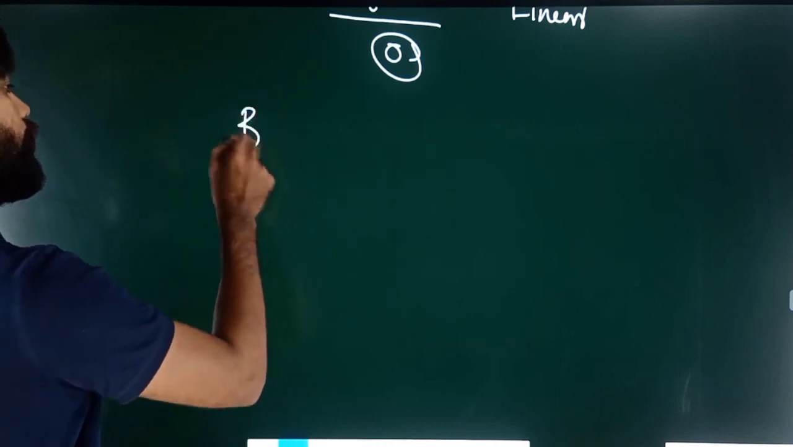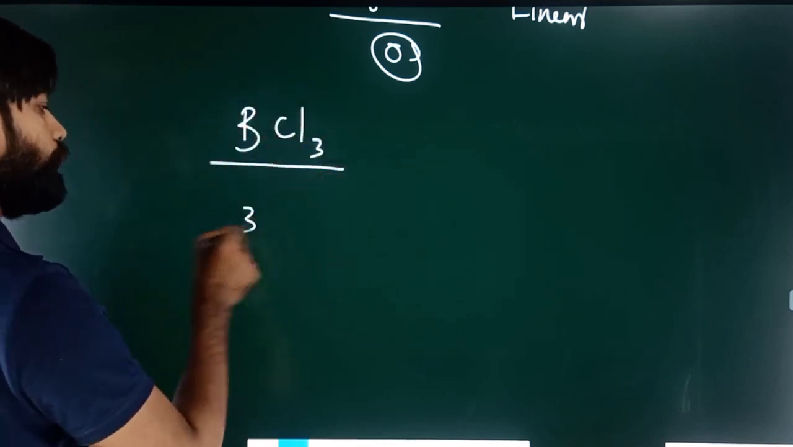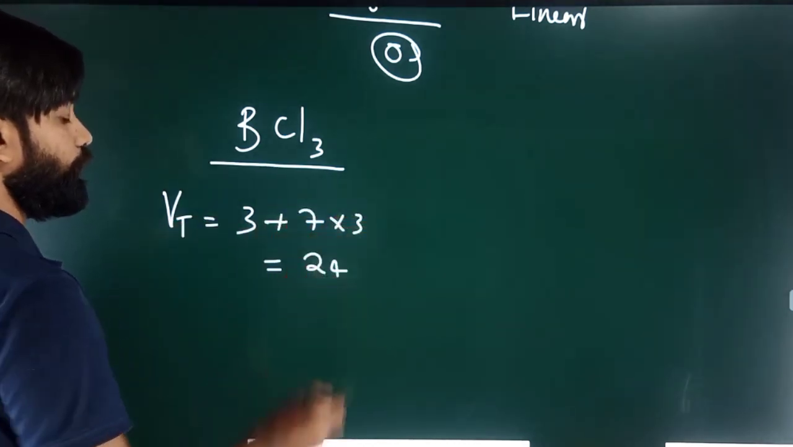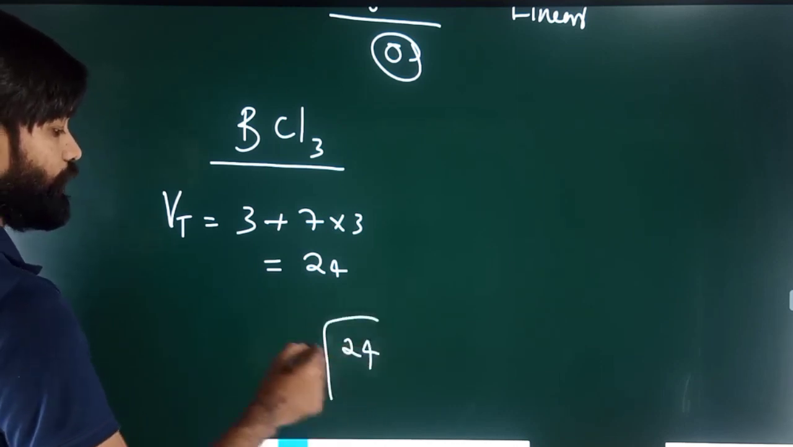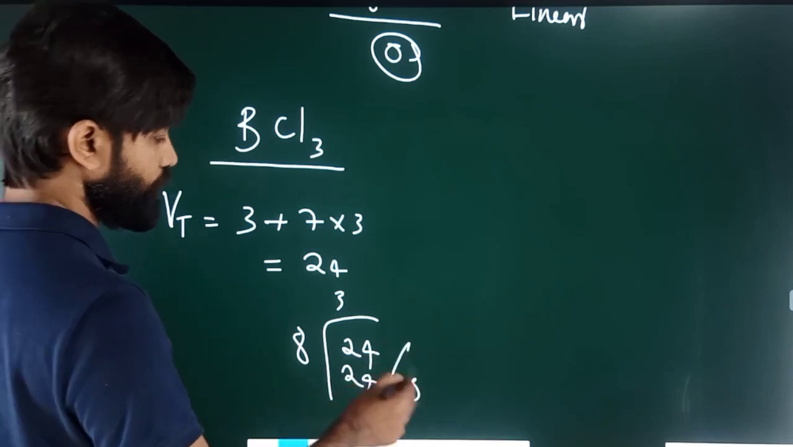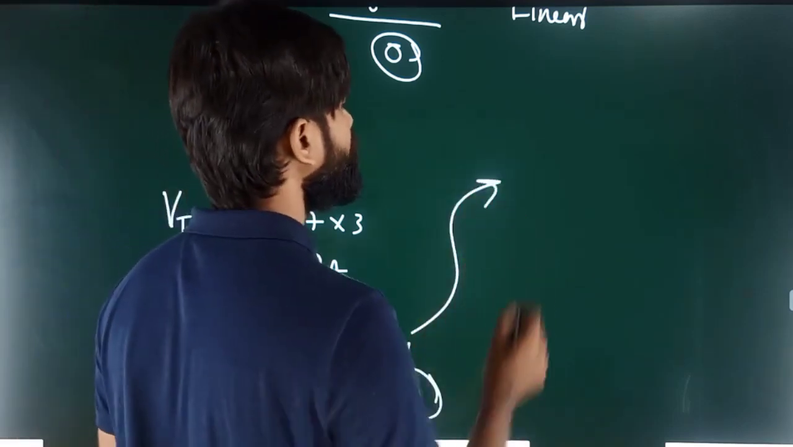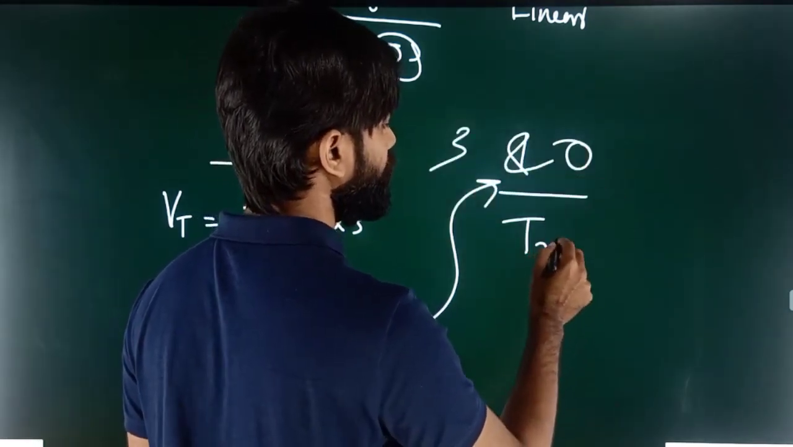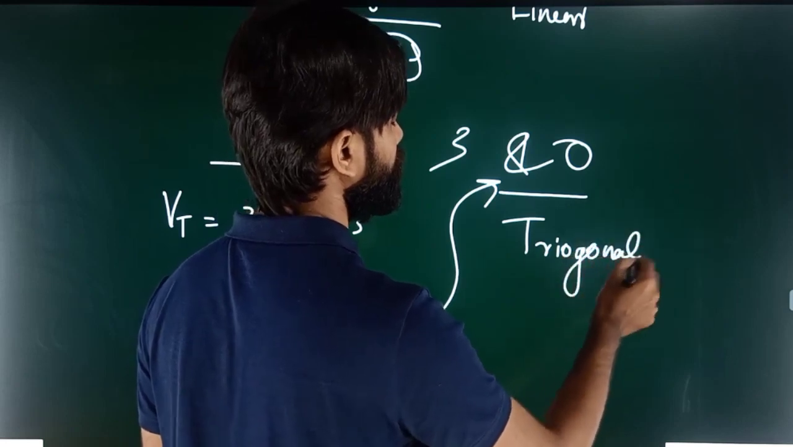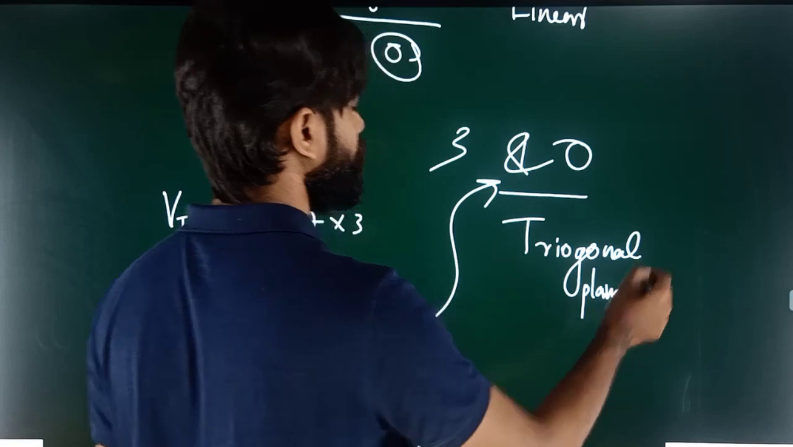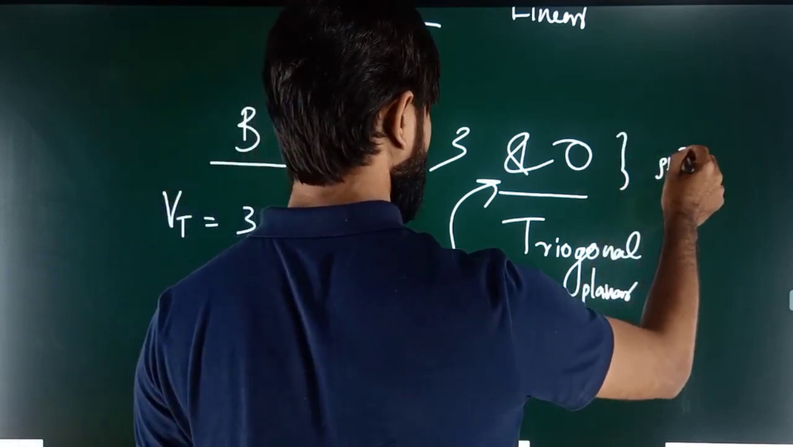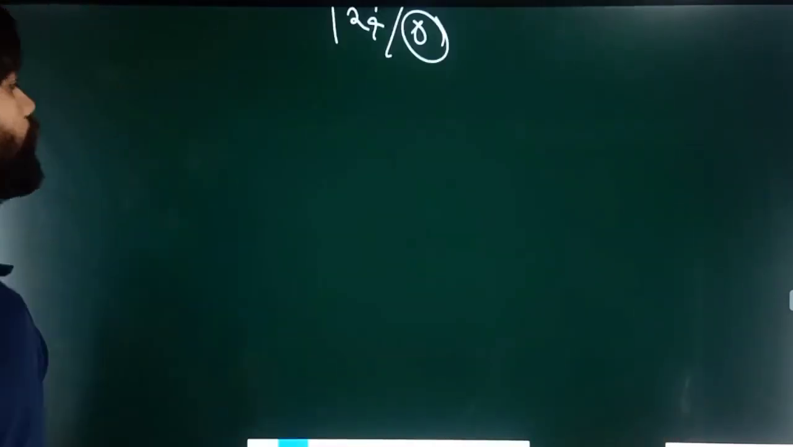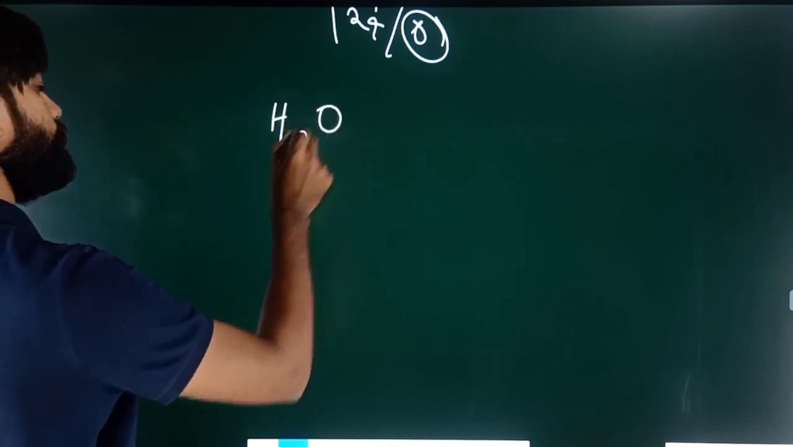Okay. Next, BCl3. Boron, valence electron 3 plus 7 into 3. So total 24. Your 24 divided by 8, 3, 24, remainder 0. So the category 3, 0. 3 and 0 is trigonal planar. Ready? Trigonal planar. Hybridization will be sp2. Total 3, sp2. Okay. Next is H2O.